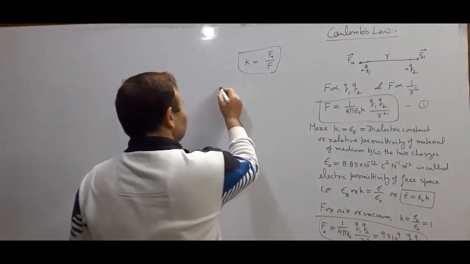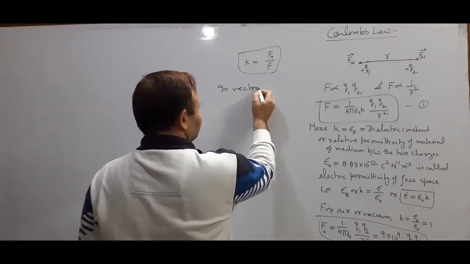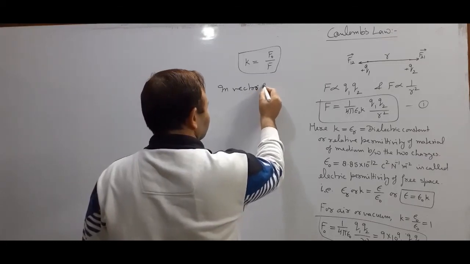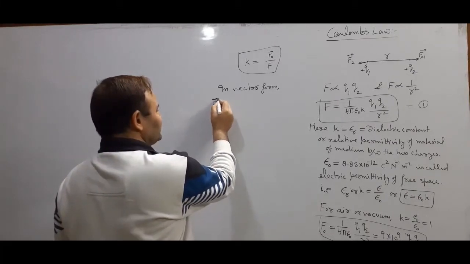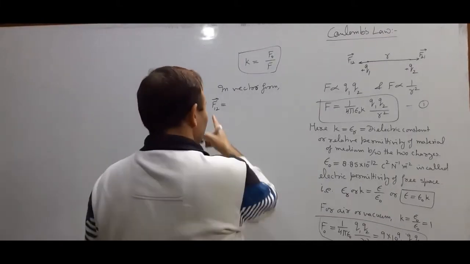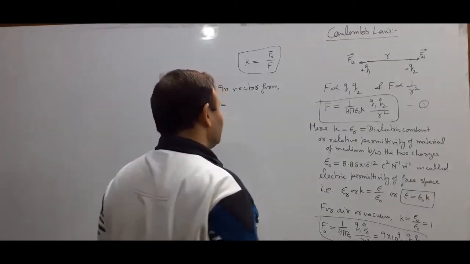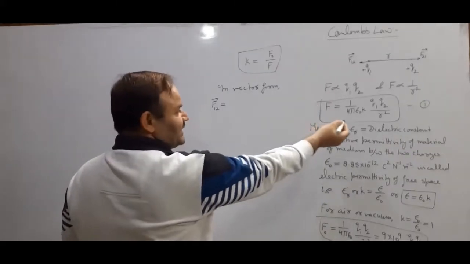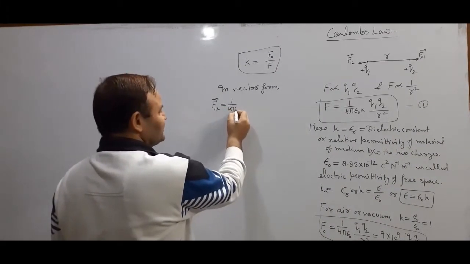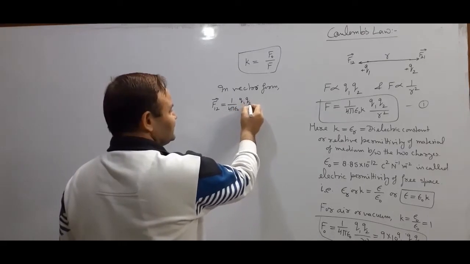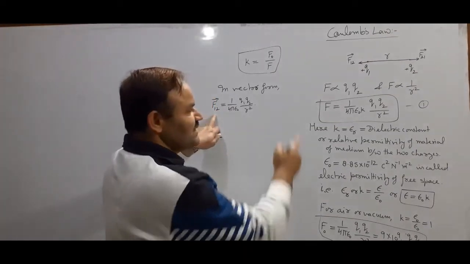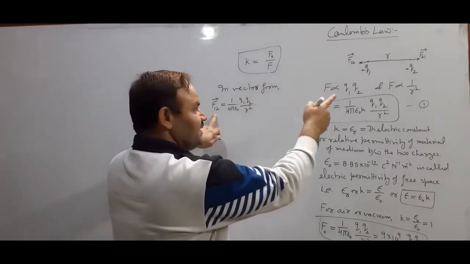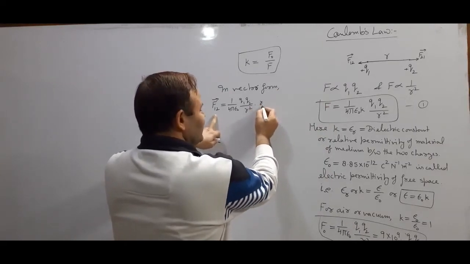Now, in vector form, F12, that is force on Q1 due to Q2, is equal to magnitude, which we already have, 1 over 4 pi epsilon naught Q1 Q2 upon R square, into direction. Direction of this force is from 2 to 1. It is directed from Q2 to Q1, so it will be given by unit vector R21.